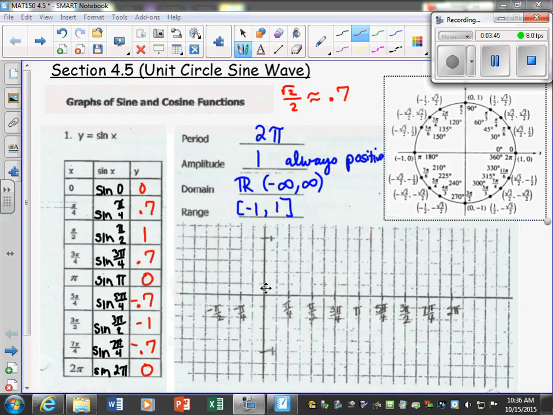Now let's actually come over here to the coordinate system and plot those. So 0, 0. And you want to plot these like the ordered pair. Pi fourths, 0.7. Then you want to do pi halves, 1. Okay, so these are the actual ordered pairs. So at pi fourths, we're going to be at 0.7.